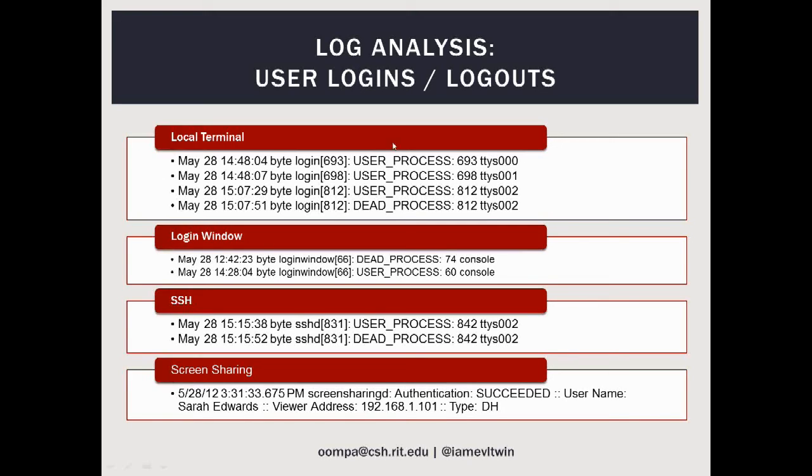Now the first three use a very similar logging entry: USER_PROCESS and DEAD_PROCESS. Each USER_PROCESS is the login, while each DEAD_PROCESS is the logout. And we can correlate these back. If we look at this right here, this is the login process ID. We can correlate a full session by correlating these process IDs. So we can see that the user logged in at 15:07:29 and logged out of this particular session at 15:07:51. So we can know exactly how long this user session was open for.